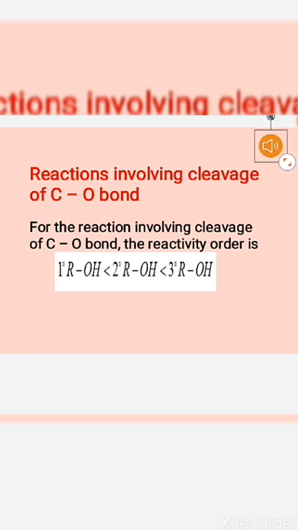Now the reactions in which OH is removed from the alkyl group, meaning there is a cleavage of the C-O bond. As we know, tertiary carbocations are more stable, so tertiary alcohols easily break into alkyl group and OH is removed easily. So there is a reactivity pattern of alcohols: tertiary alcohols are more reactive than secondary, than primary.